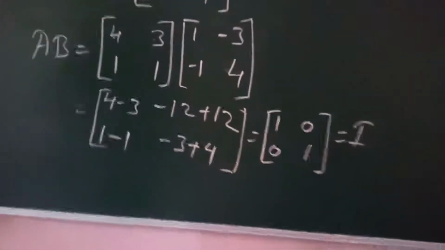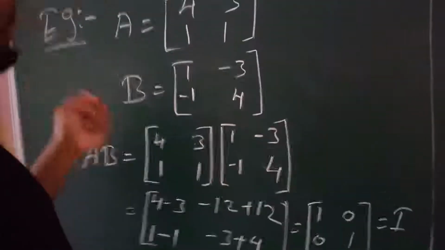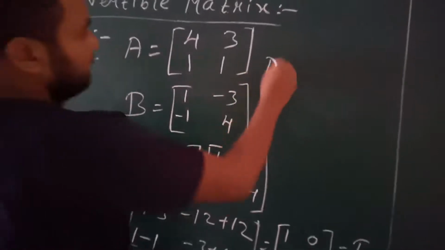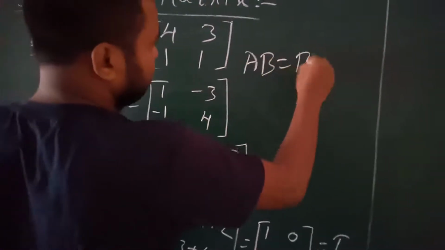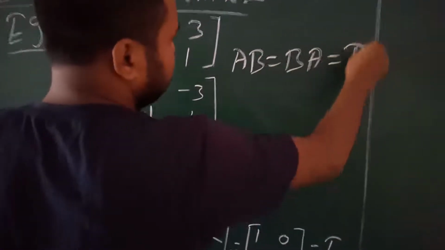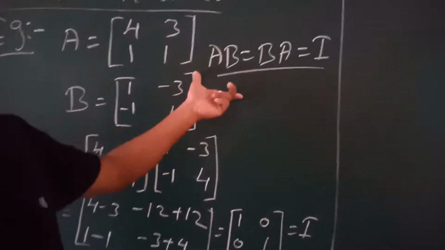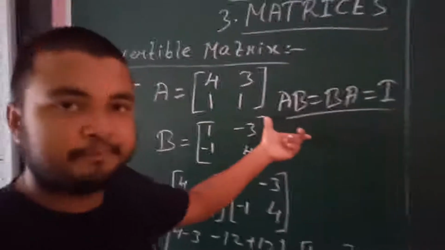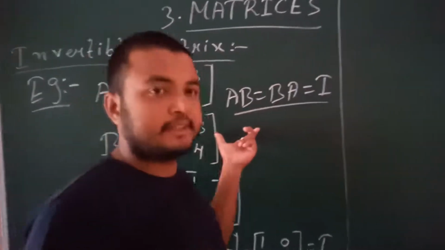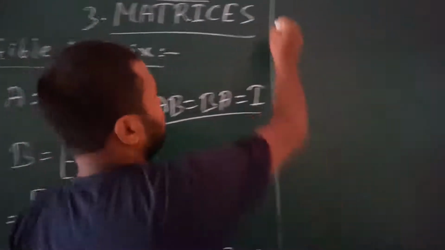So we got I. Now you have to see, we got AB is equal to I. According to the definition, AB should be equal to BA should be equal to I. If A is the inverse of B or B is the inverse of A, this definition must be satisfied. Now we will find out BA.